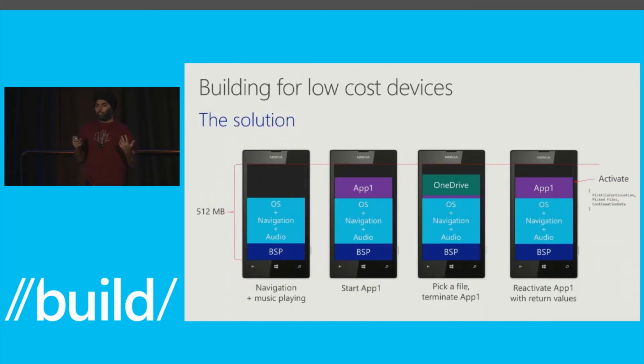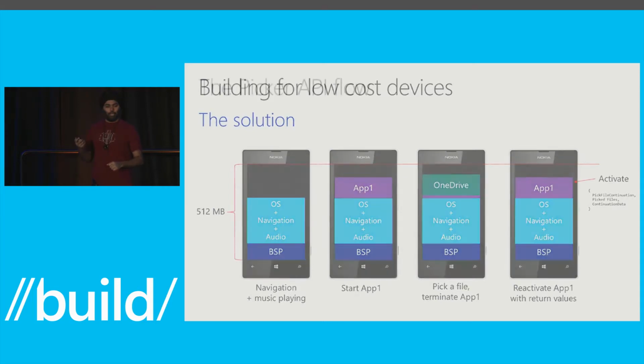What we do is, when something like that happens, we will terminate app one, but we'll keep enough information around so that OneDrive knows what it's coming up for, picking files, presumably. And once the user is done picking files on OneDrive, we reactivate app one, and we give it the picked files. So it's a bit roundabout, but it's not that different. And the user experience stays the same. And if we have the memory, obviously we won't be terminating your app.